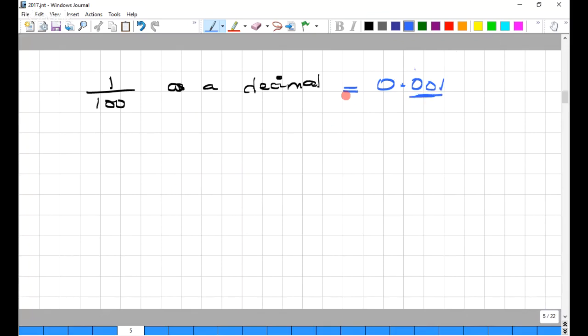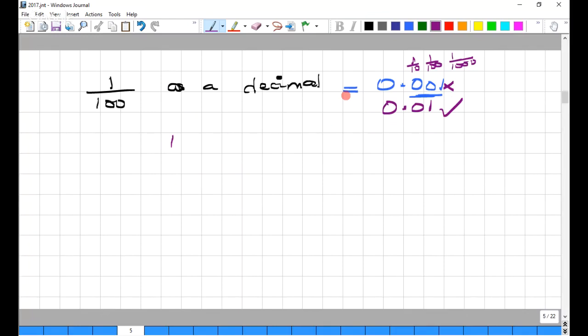Uh-uh. Let's look at this. To the right of the decimal point, this would be 1/10. To the right of 1/10, we have 1/100th. To the right of 100, we have 1,000ths. So 0.0, 0.01. Okay, so this is what we want and not this. Clear? Yes, sir.